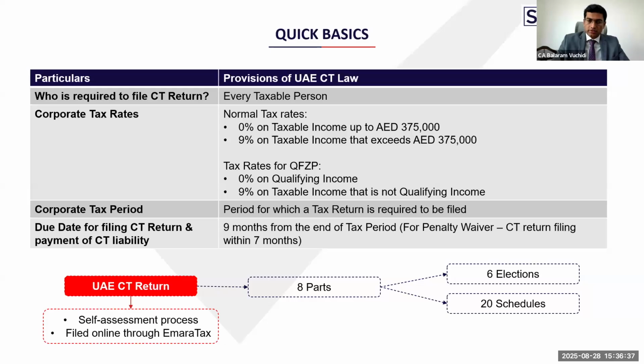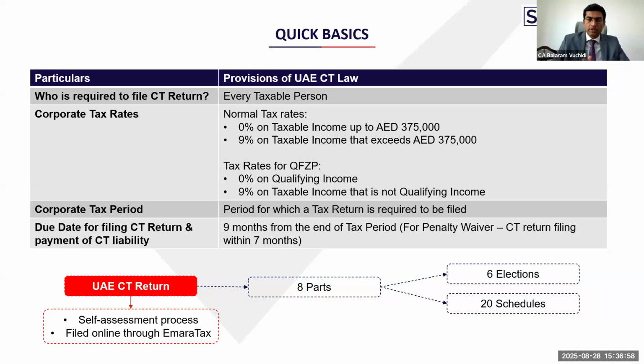And for other free zone entities other than qualifying free zone persons, as well as mainland entities and other taxable persons, the tax rates are 0% tax up to the profit or taxable income of 375,000 dirhams, and 9% in excess of 375,000 dirhams.